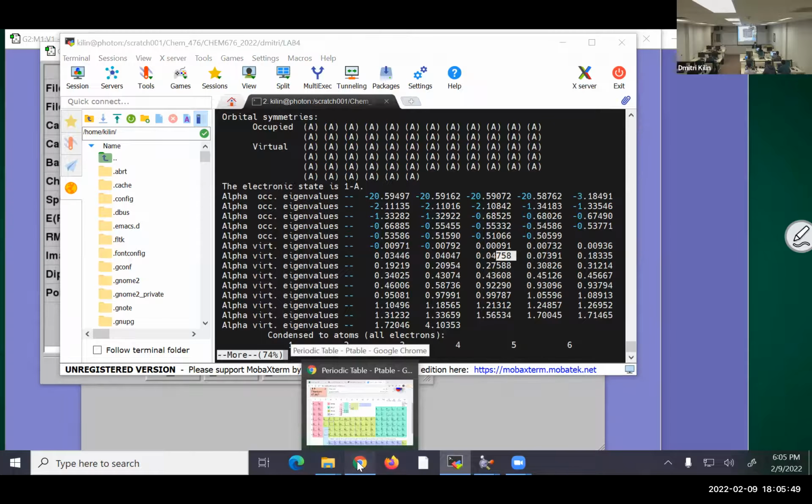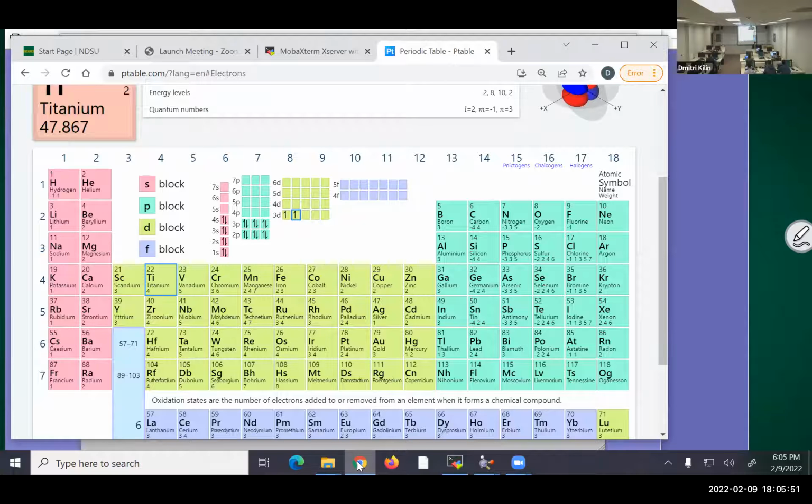I wasn't doing calculations for atoms. But if we would do it for titanium atom only, this calculation should reproduce the orbitals going from 1s to 2s and so on, until here, occupied and then unoccupied, right? But we are doing something more advanced, we're doing a molecule.